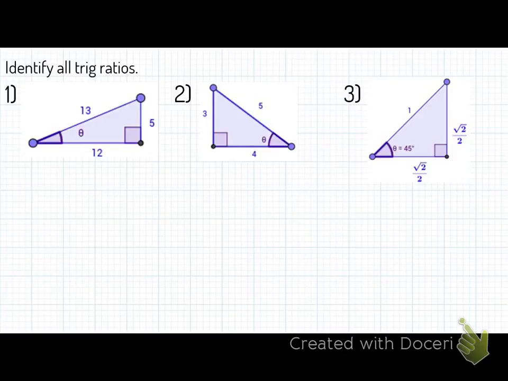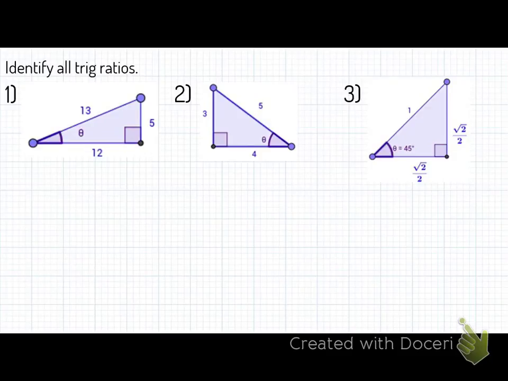So I'm going to do number 1, okay? So we got number 1, I got this angle theta. The angle theta, we don't know what it's equal to, but we can figure it out with any of the trig ratios we want, okay? And we got some numbers here. We got 5, 12, and 13 here.